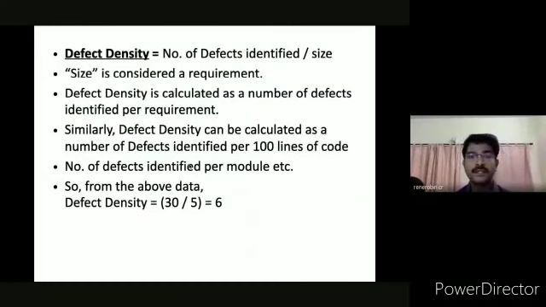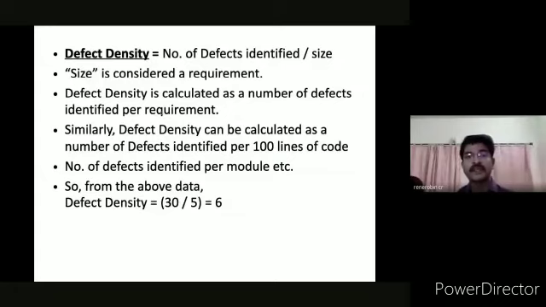It is calculated with the help of the number of defects identified divided by size. Okay, here the size is nothing but the number of requirements. The number of defects identified is 30. So it is assumed that defect density is 6 defects per requirement. Defect density is calculated as the number of defects identified per requirement.